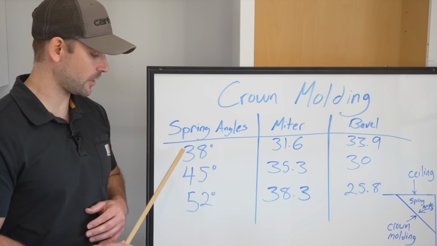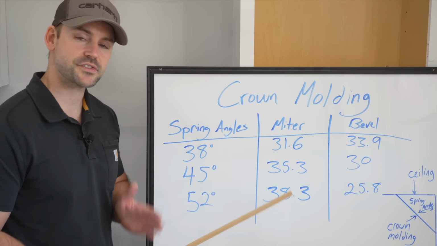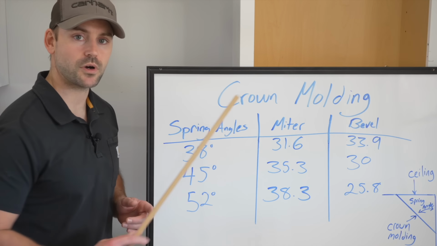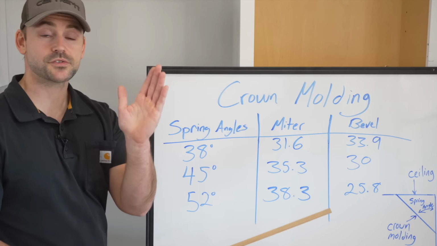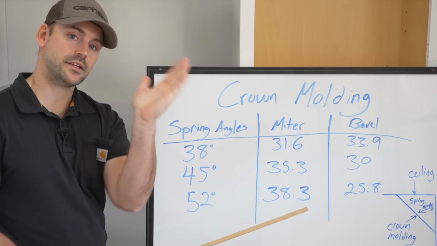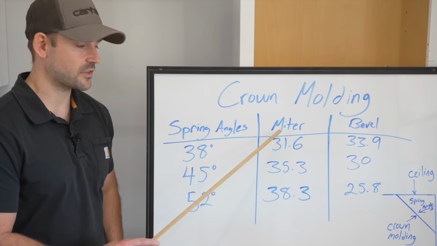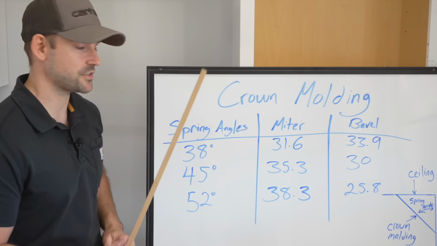In order to cut the crown molding with these specific spring angles, I made this chart to preset the miter and the bevel of the saw. If you have a miter saw, you can move the head of it. Most of them can be beveled one way or the other, and that's where the head leans over to the left or the right. And then you've got the miter, and that's where the saw can go at different angles like so. Again, I'm going to show you all this here in a minute.